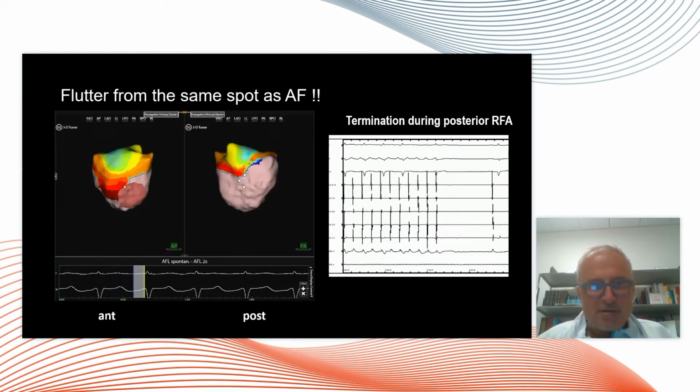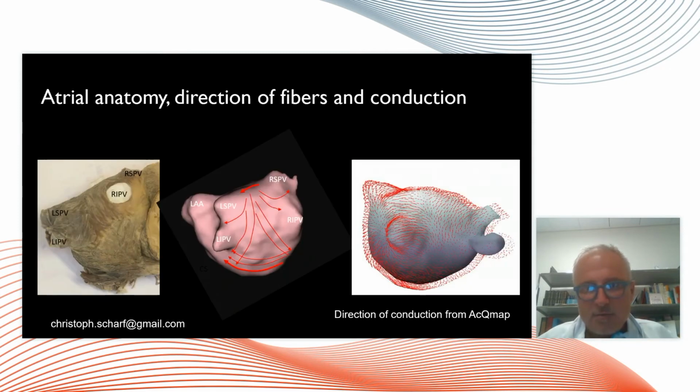So the charge mapping of the atrium with non-contact works quite well. And why does it work so well? My explanation is that the cardiac fibers have a constant orientation. They don't change their orientation in a patient.